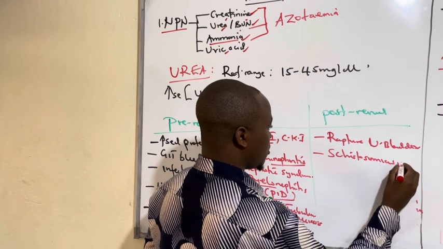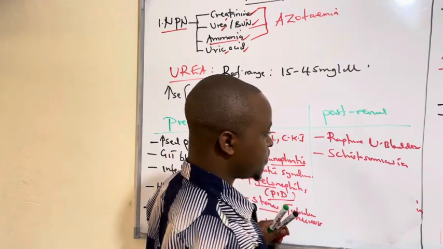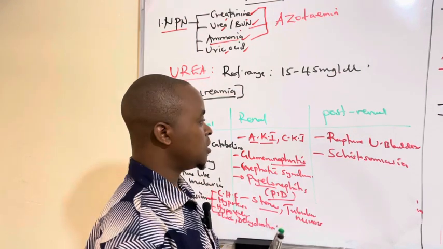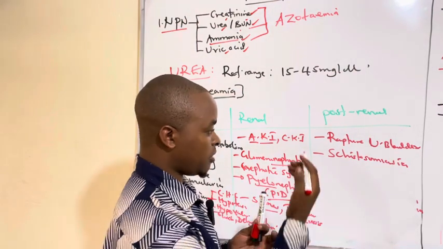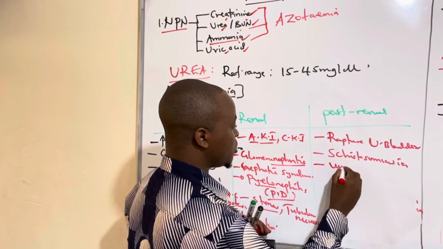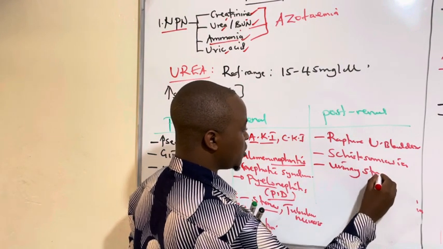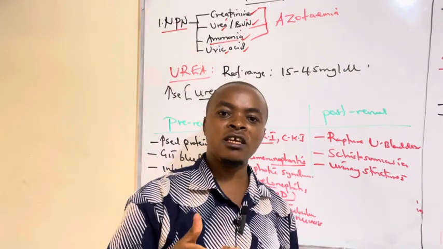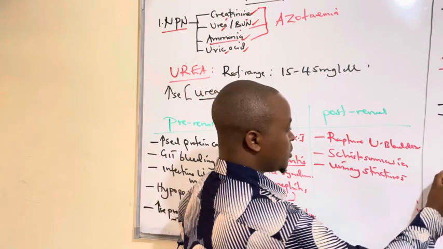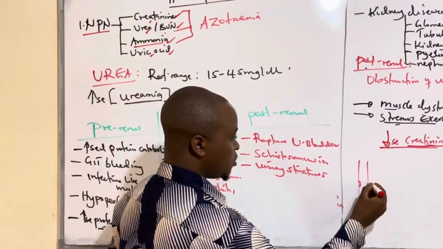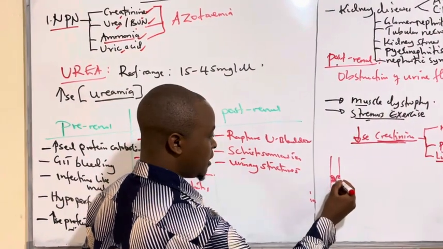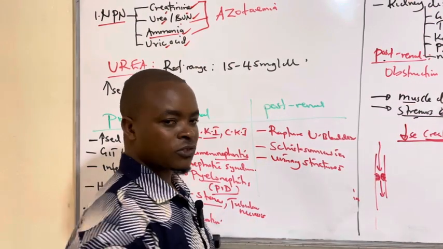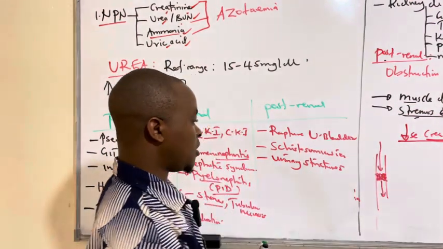Schistosomiasis, and especially Schistosoma haematobium, affects the urinary system and it can block the urethra, leading to elevated urea. We can see it in urinary strictures, whereby when you have an infection, after healing it leaves a scar. And when this is in the urethra, and these scars continue to enlarge, they can block the urinary flow. Now urine will not be able to flow to be excreted. That is what we call urinary strictures.